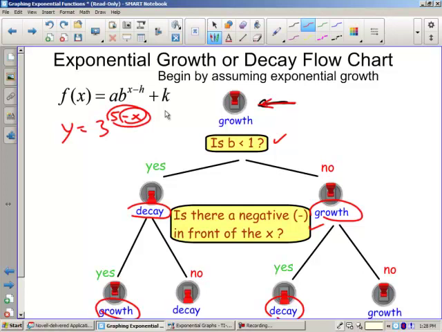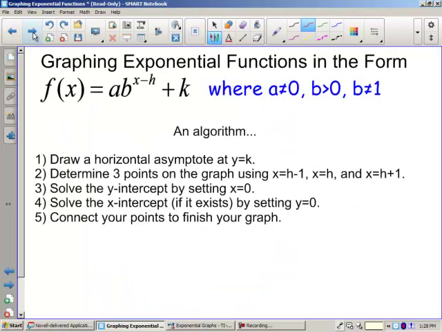If that works for you, great. If it doesn't, no big deal. But that's just the way, as a computer person, I always think of zeros and ones, the way I kind of determine whether I'm going to have exponential growth or exponential decay. What I've done on this slide is I've given you a little algorithm that kind of goes through my head as I get ready to graph them.